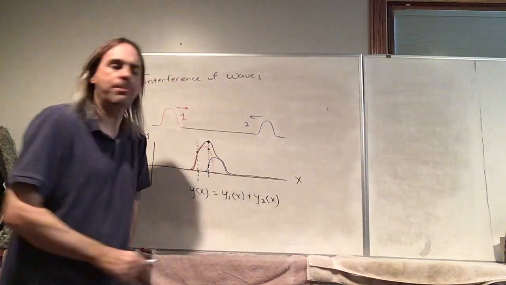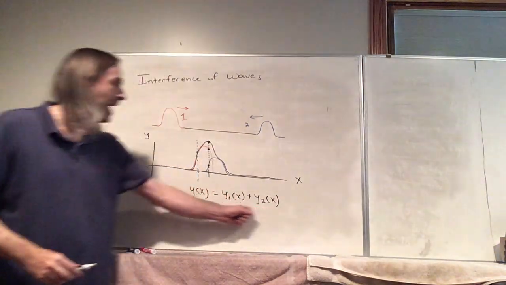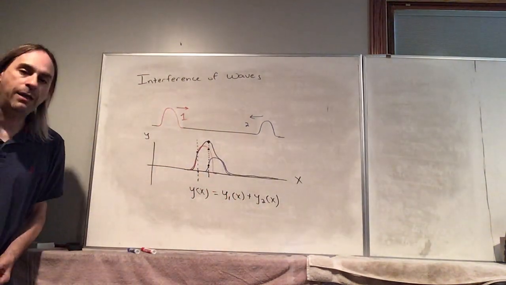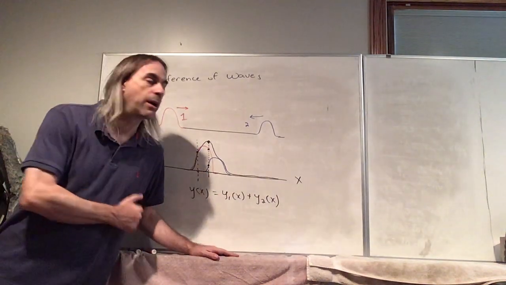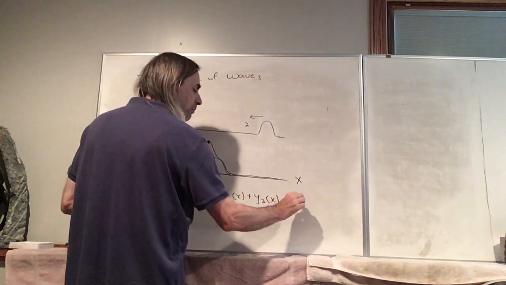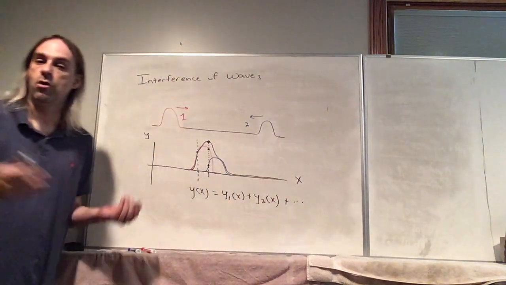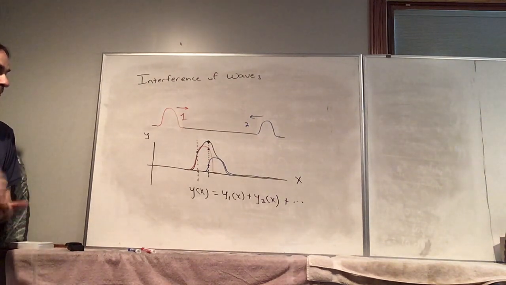So linear superposition, kind of a big word, but this is all it is. At each x value, you add the amplitudes of the individual waves that are interfering with each other. And we could do this as well with y3, y4, whatever. You can add any number of waves this way.